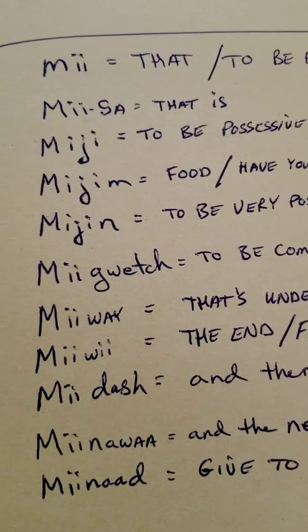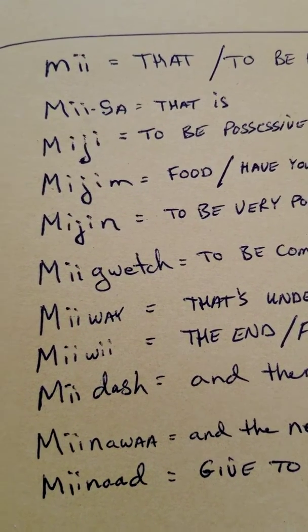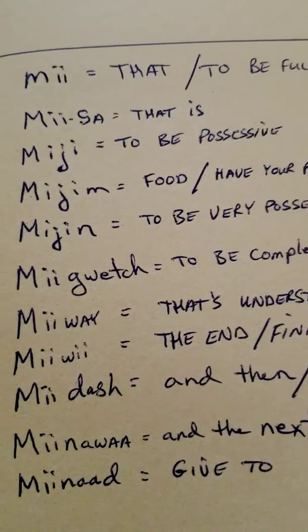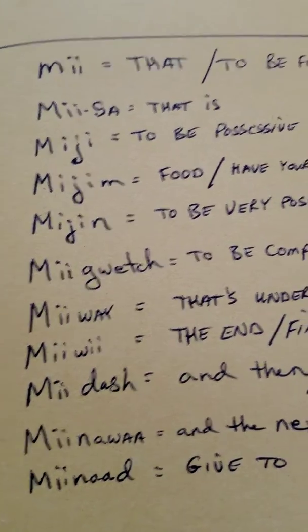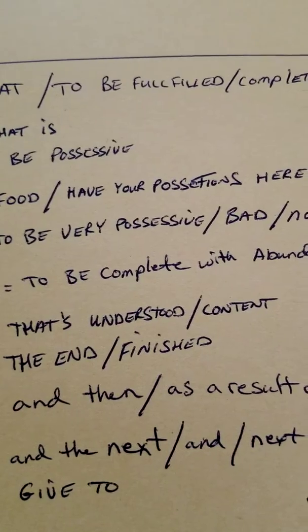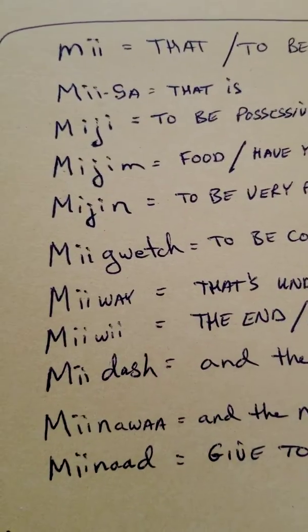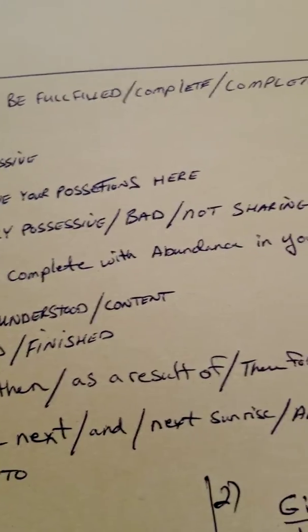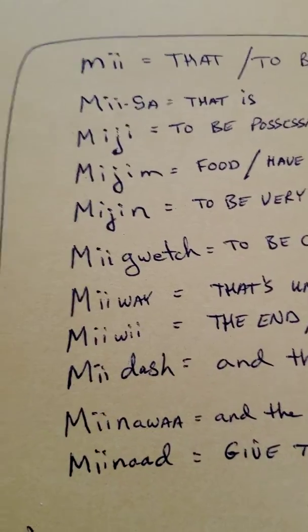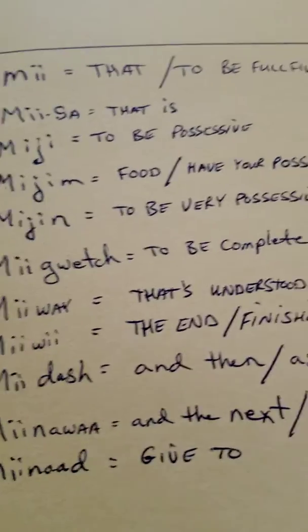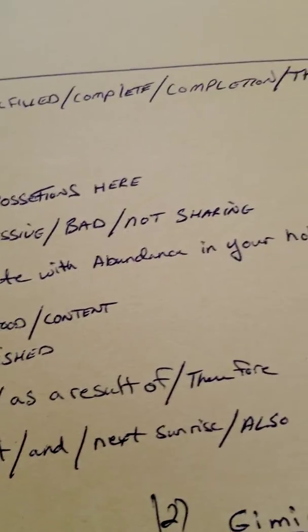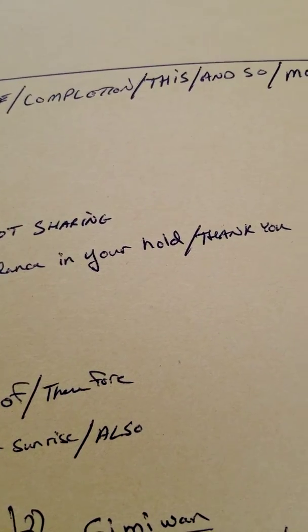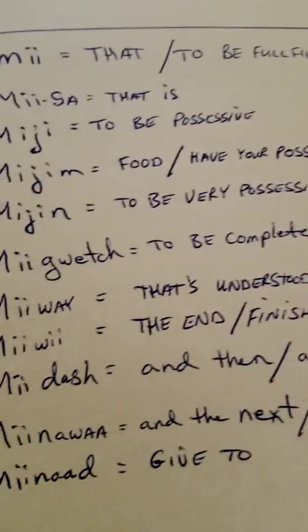So, you get expressions like misa, that is. Miji, to be possessive. Mi jim, food or have your possessions here, okay? Mi jin, to be very possessive, bad, not sharing, okay? Because these are all verbs. Mi gwech, to be complete with abundance in your hold, a thank you, okay?